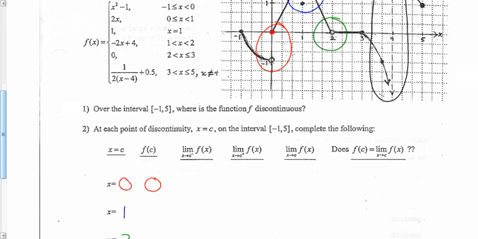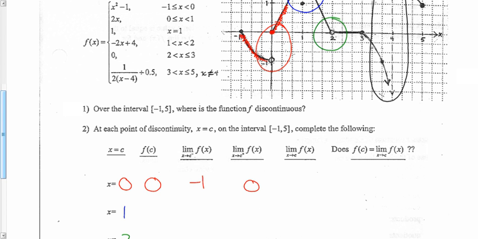Next question is, well, what's the limit as x approaches c from the left? So I'm looking from the left. I'm following this curve from the left, and the limit as x approaches 0 is trying to be -1. Now I'm going to look at the limit as x approaches 0 from the right. So from the right of 0, I'm coming down towards that solid dot, and that value is 0.